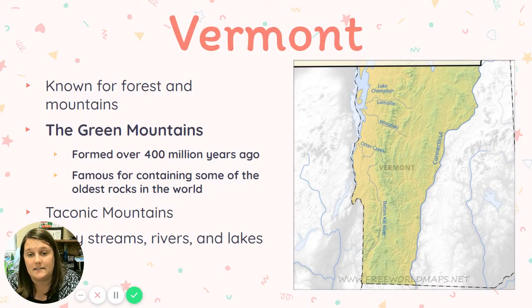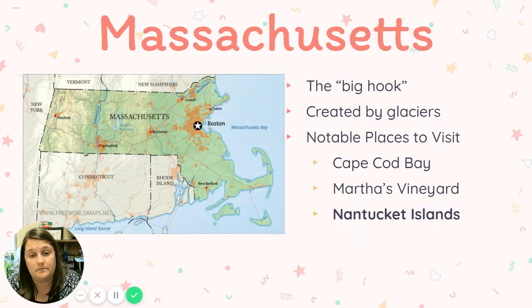Next, we have Vermont. Vermont is known for forests and mountains, okay? Especially the Green Mountains. These were formed over 400 million years ago, and they are famous for containing some of the oldest rocks in the world. We also have the tectonic mountains and many streams, rivers, and lakes in Vermont.